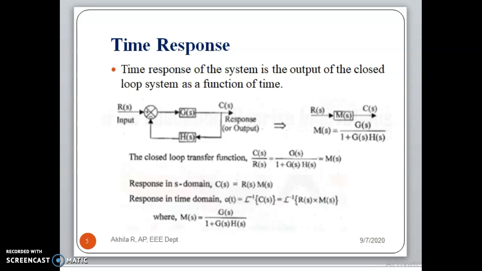And for the response in the time domain, c(t) will be the Laplace inverse of C(s), which means the Laplace inverse of R(s) into M(s). So you have to find the inverse Laplace transform of the product of your input signal and your closed loop transfer function.